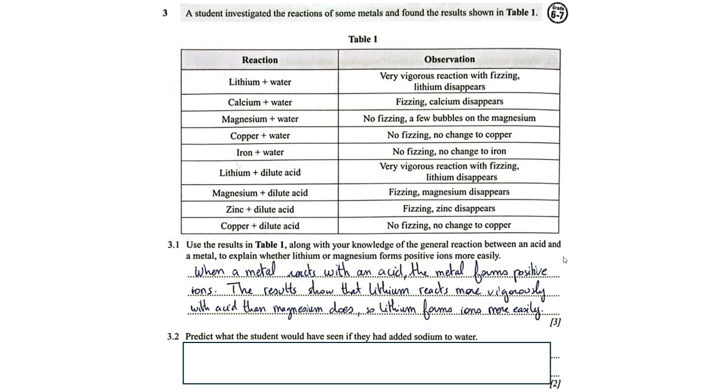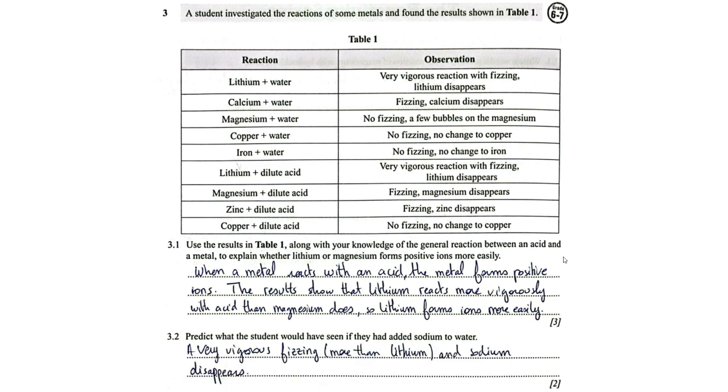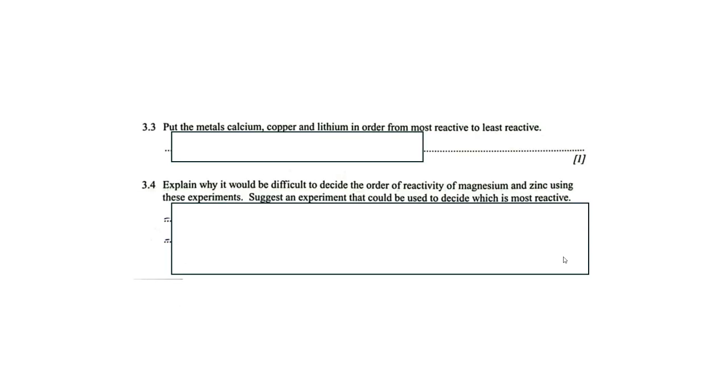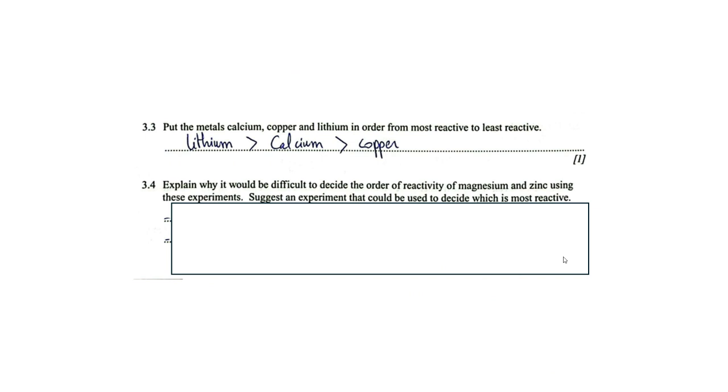Predict what the students would have seen if they had added sodium to water. A very vigorous reaction that may have caught on fire, and the sodium would have disappeared. So exactly the same as lithium, but even more vigorous. Next, put the metals calcium, copper, and lithium in order from most reactive to least reactive. Lithium, calcium, copper, based on the information provided in the previous table.